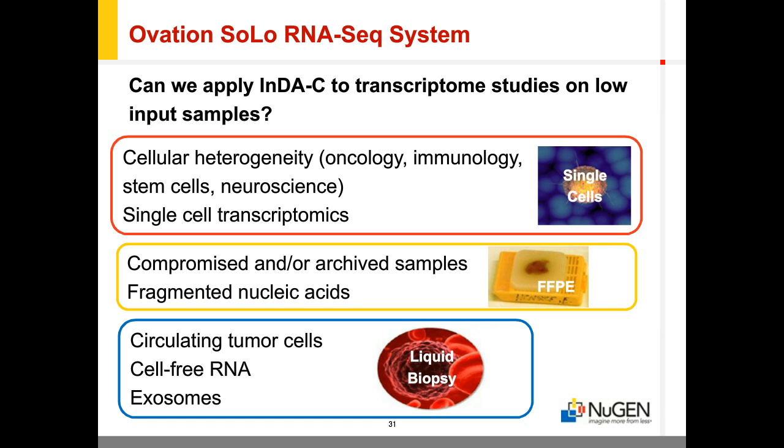Another application would be analysis of compromised and/or archived samples, such as RNAs that have been preserved in FFPE. These samples are typically available at minimal input levels, and in addition are often highly fragmented. A third arena for such a technology would be in the liquid biopsy field, allowing for the analysis of circulating tumor cells, cell-free RNA, and exosomes. To provide a solution for these types of studies, NuGen has developed the Ovation Solo RNA-Seq system, which incorporates InDA-C in a workflow to generate high-quality RNA-Seq libraries from all sample types listed here.